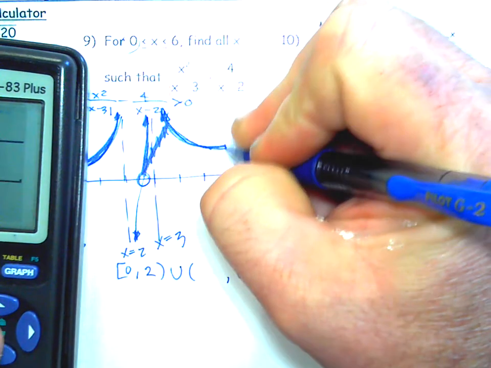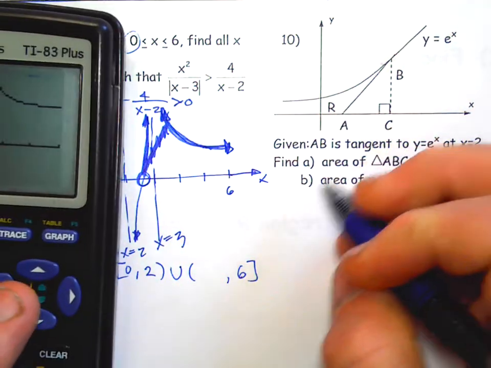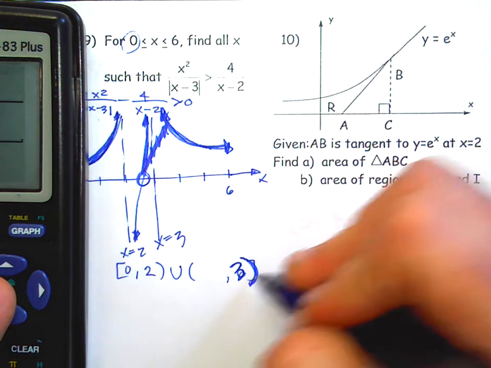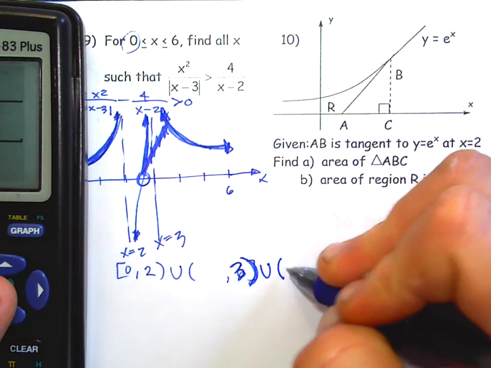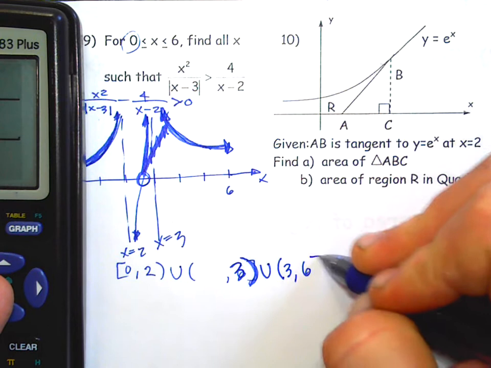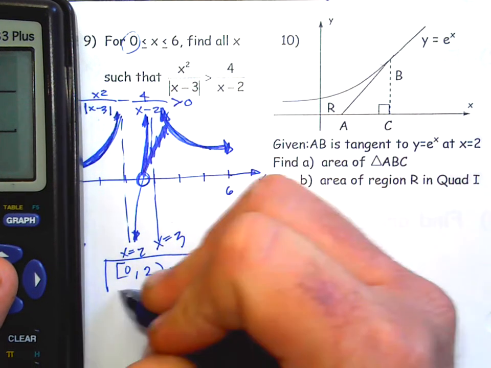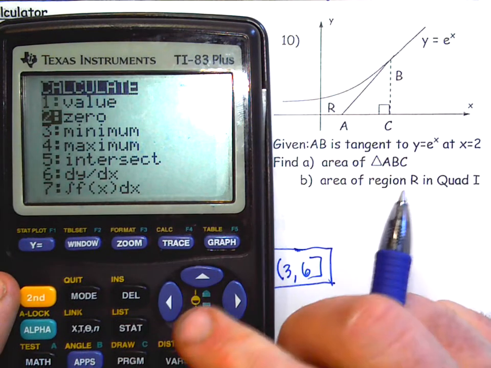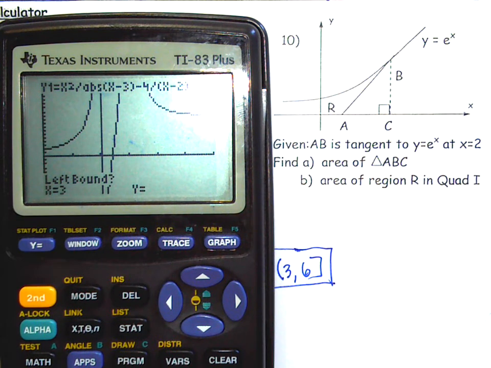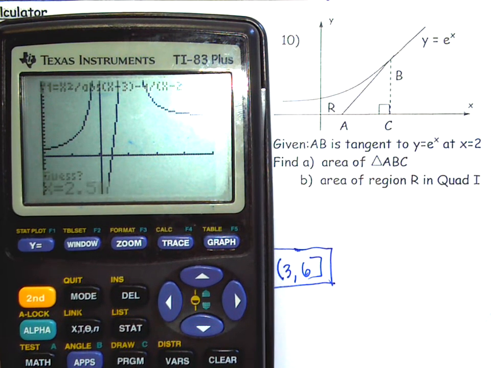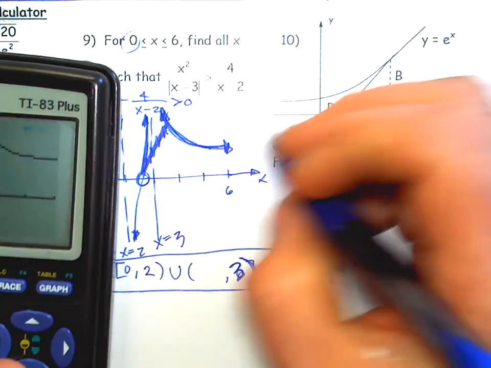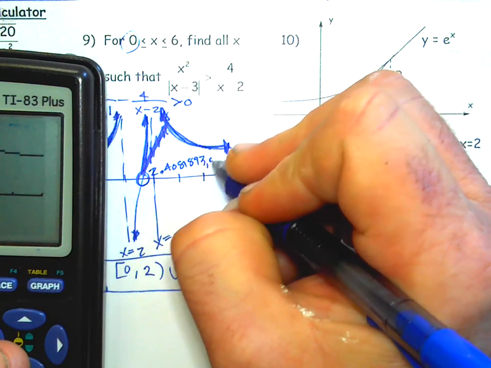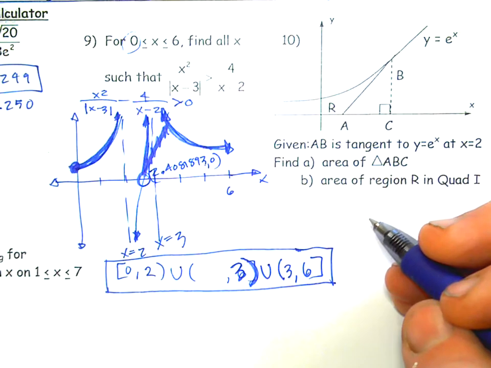That's a big deal. So your answer is actually whatever this x-intercept is to 3 parentheses union 3 to 6. Now I pretty much got the answer without having done any calculations yet. I got to find that x-intercept. Second calc, 0. It's between 2 and 3. Guess 2.5. And it is 2.4081893, comma 0.